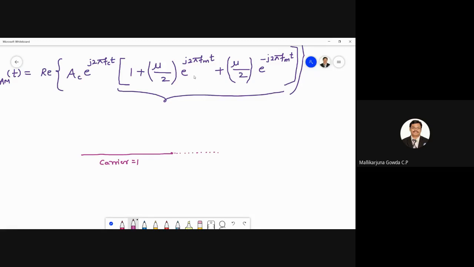Now tell me, for this e power j 2π fmt, whether it rotates clockwise or anti-clockwise? It is counterclockwise. If I take this as my reference point, how do I draw that?